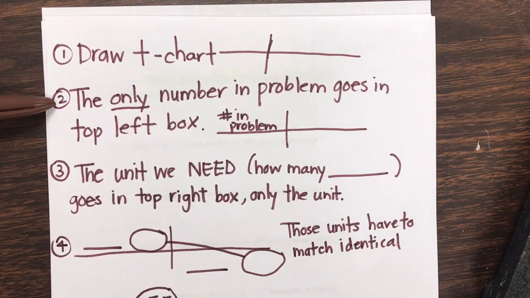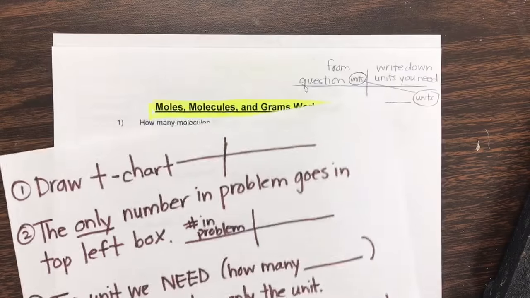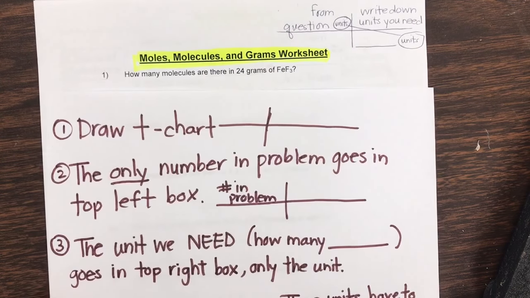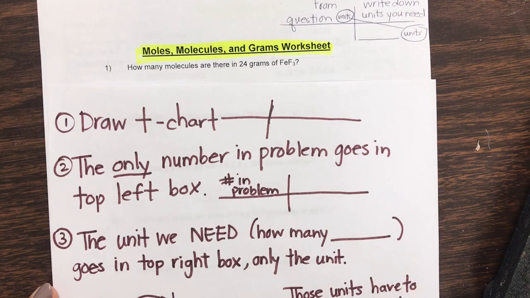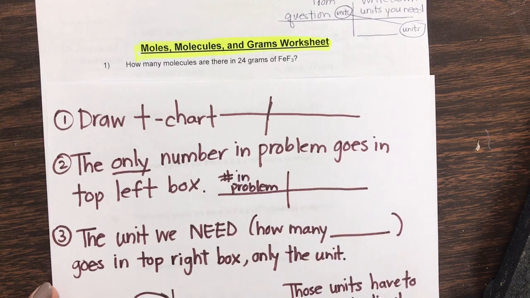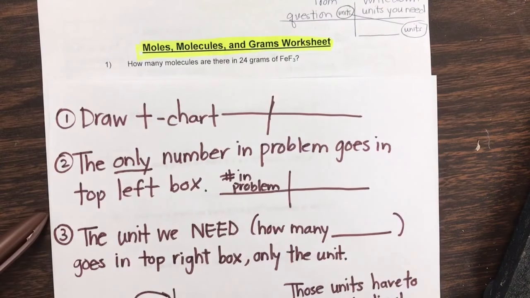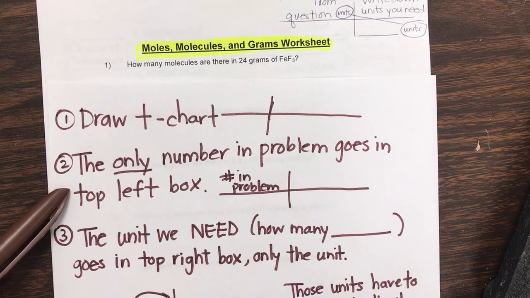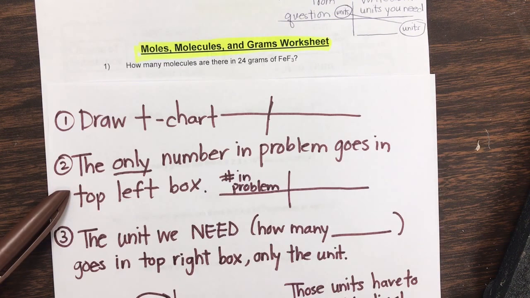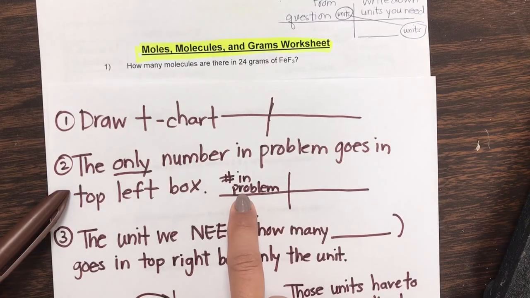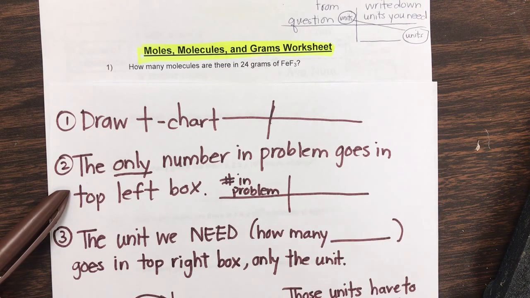Number two, in every story problem, for instance, we'll just look at this first one. It says how many molecules are there in 24 grams of FeF3? Okay, so I'm on step two. There's only one number in every problem. That one number, in this case, is 24 grams. That goes in the top left-hand box. So the number that they give you in the story problem goes in the top left-hand box.